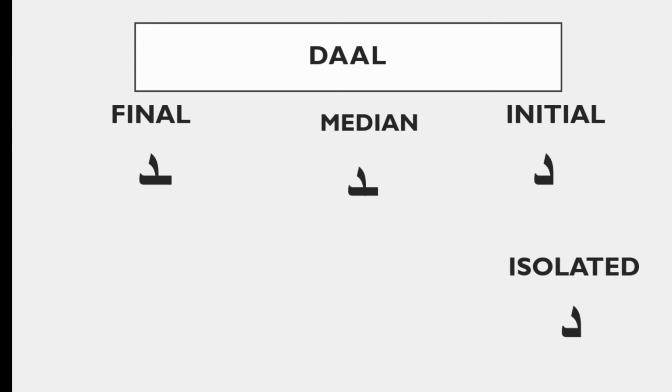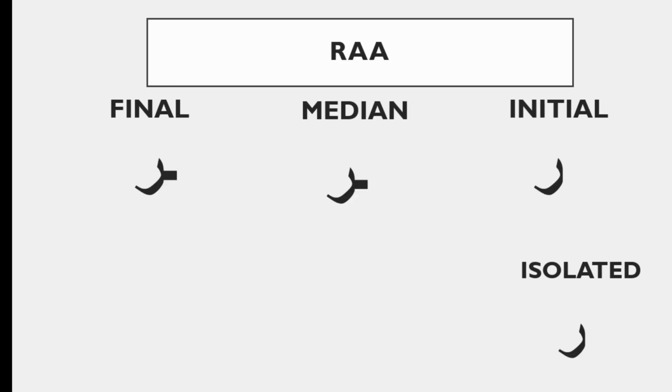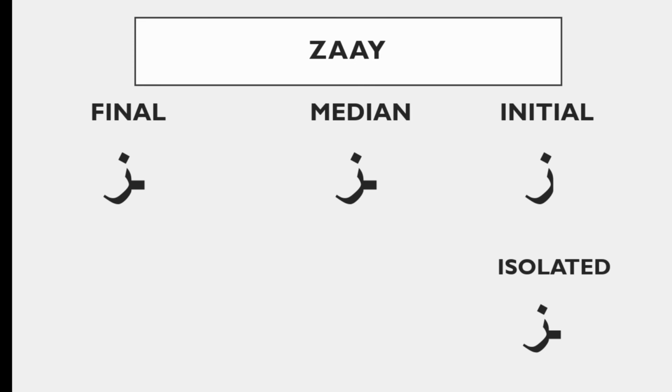When you keep writing, let's say you want to write ba, dal, and another ba, you have to join your ba together with dal, but you don't join the second ba together with the dal, because you can't join a letter to dal at the left hand side. So the same thing applies to letter dal, the same thing also applies to letter ra, the same thing applies to letter z.